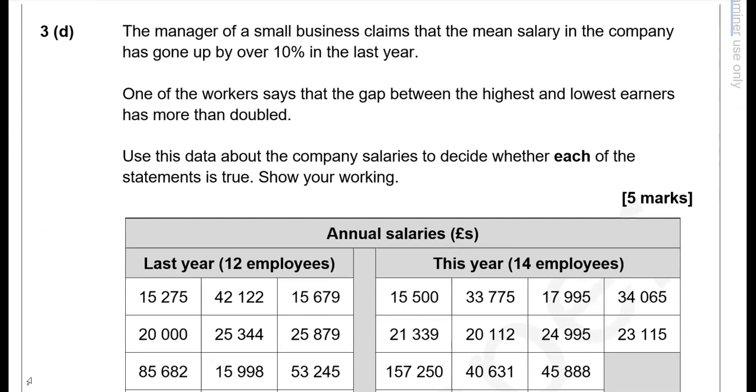The manager of a small business claims that the mean salary in the company has gone up by over 10% in the last year. One of the workers says that the gap between the highest and lowest earners has more than doubled. Use this data about the company's salaries to decide whether each of the statements is true. Show your working.